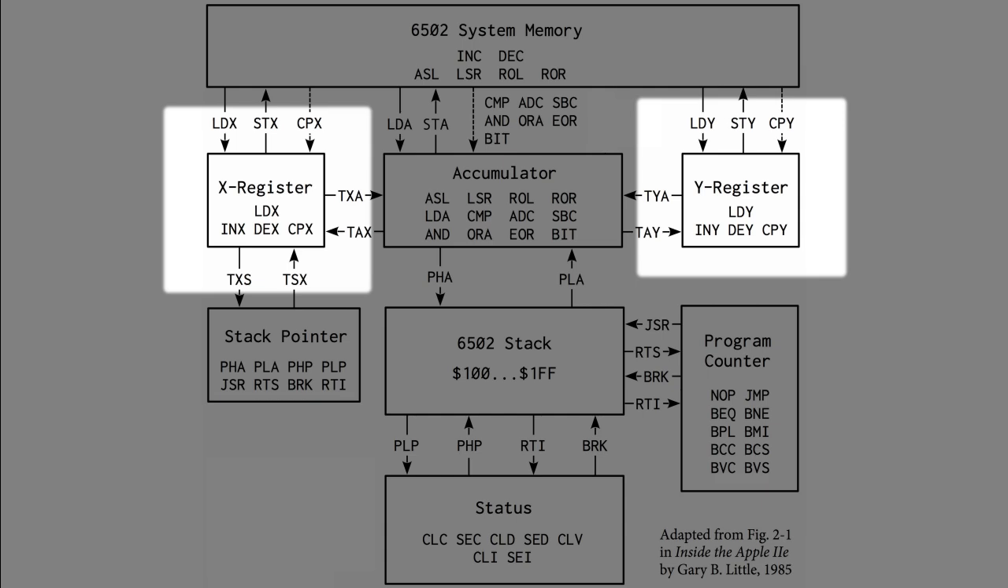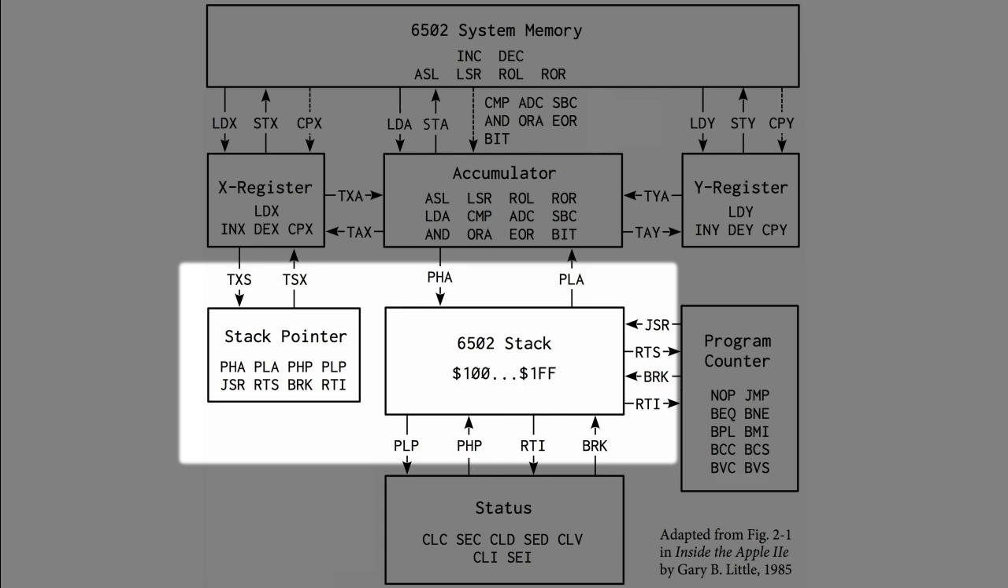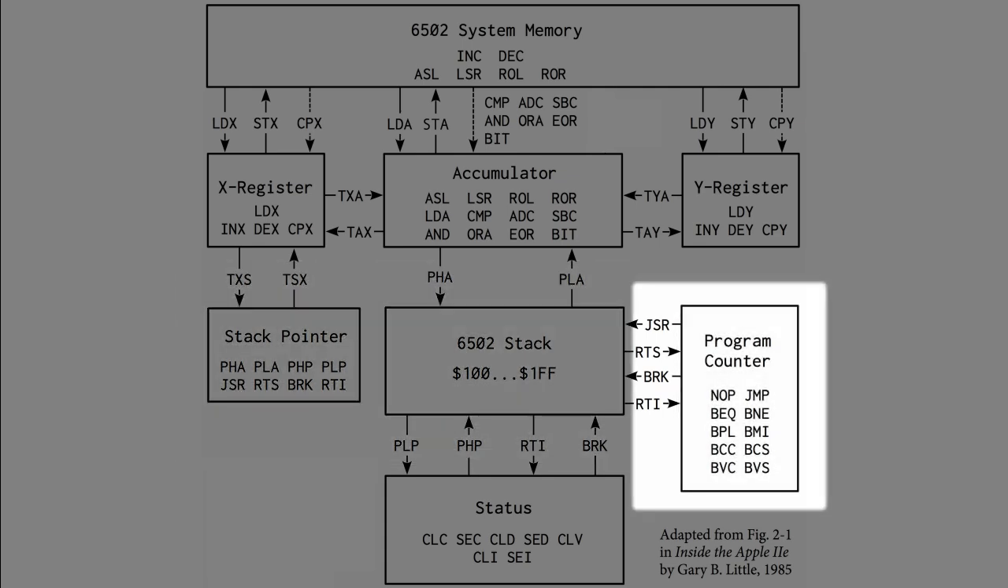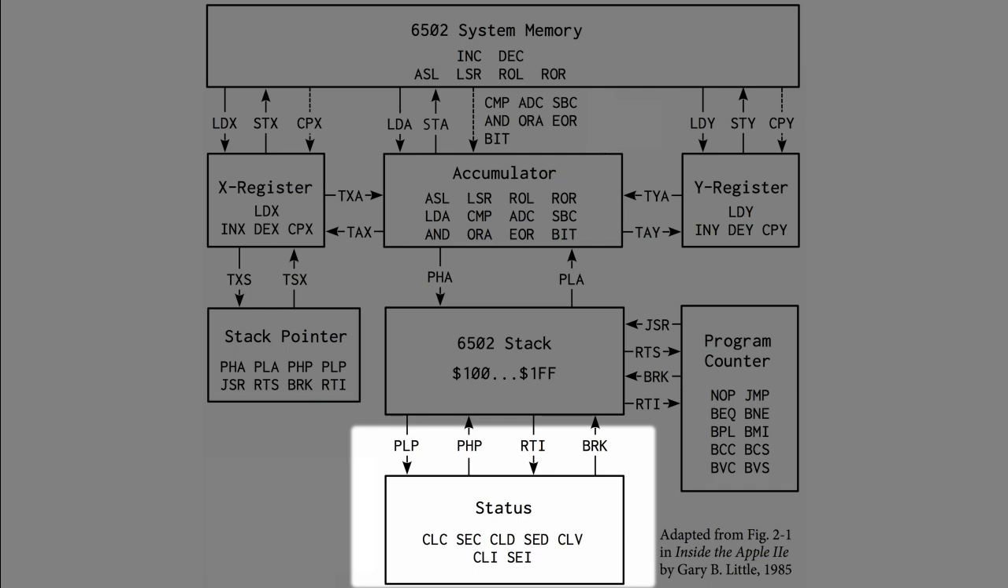The two index registers can be loaded, stored, incremented, decremented, and transferred to and from the accumulator. A number of instructions modify the stack pointer, including push, pop, and jump to and return from subroutine. Conditional branch and unconditional jump instructions modify the program counter. Finally, an additional group of instructions transfer and modify the status register.